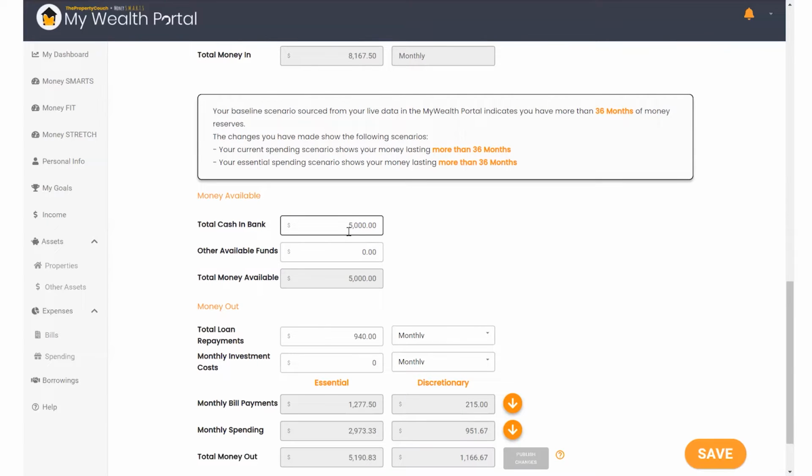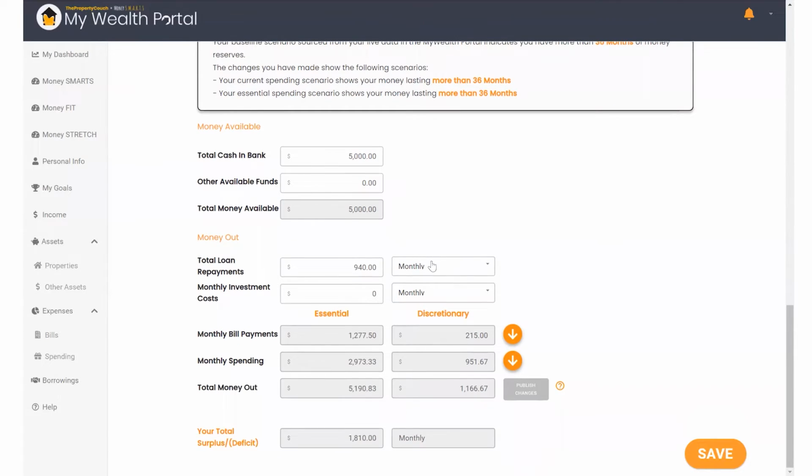So remember that how long your money will last you is a combination of money coming in and what buffers and cash reserves you have in place. Now, for this particular couple, they have $5,000 in cash reserves at the moment and no other funds available to them. You can see also here that the loan repayments, they have a credit card and a personal loan, is $940 in monthly commitments at the moment.